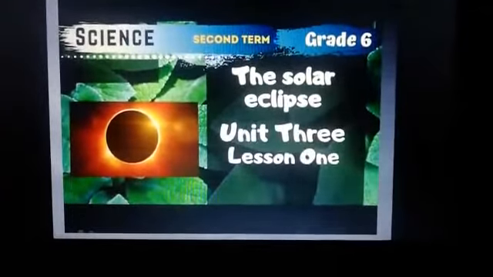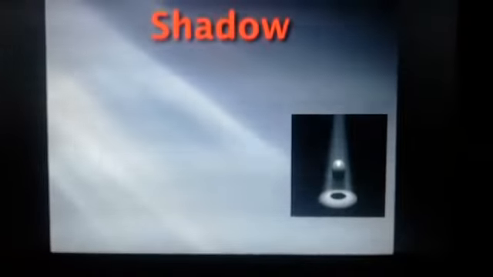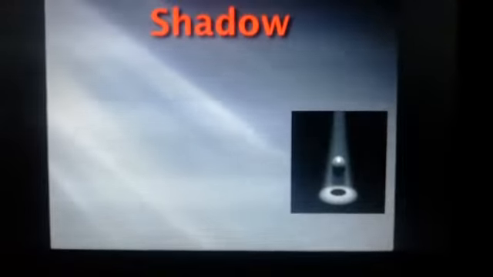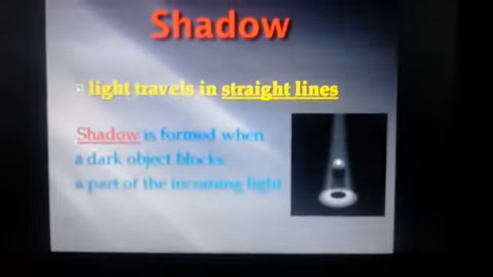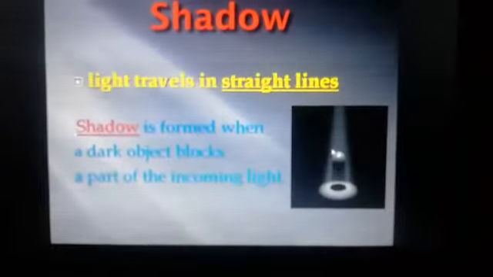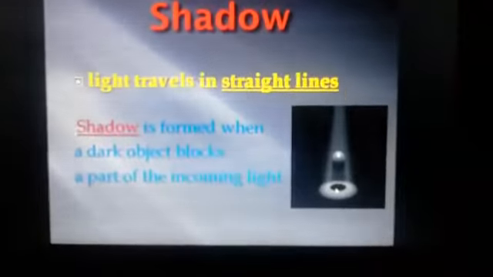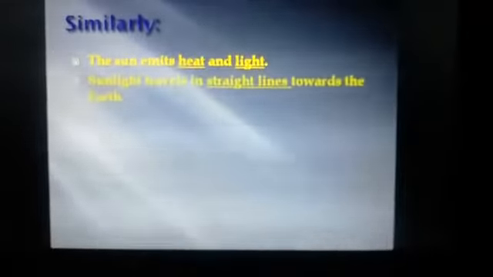In this lesson, we are going to study the solar eclipse. First, let's remember the meaning of shadow. You know that light travels in a straight line. And when a dark object blocks this light, shadow is formed. Similarly, in space, the sun emits heat and light.